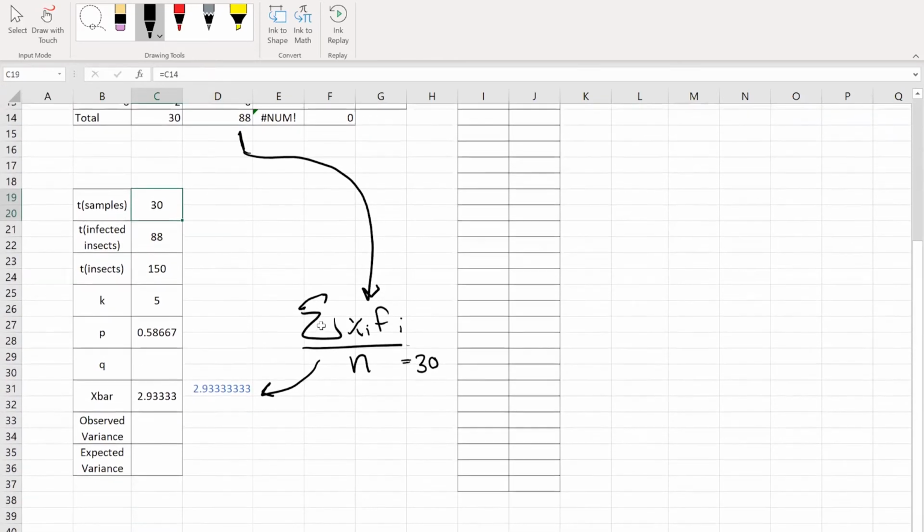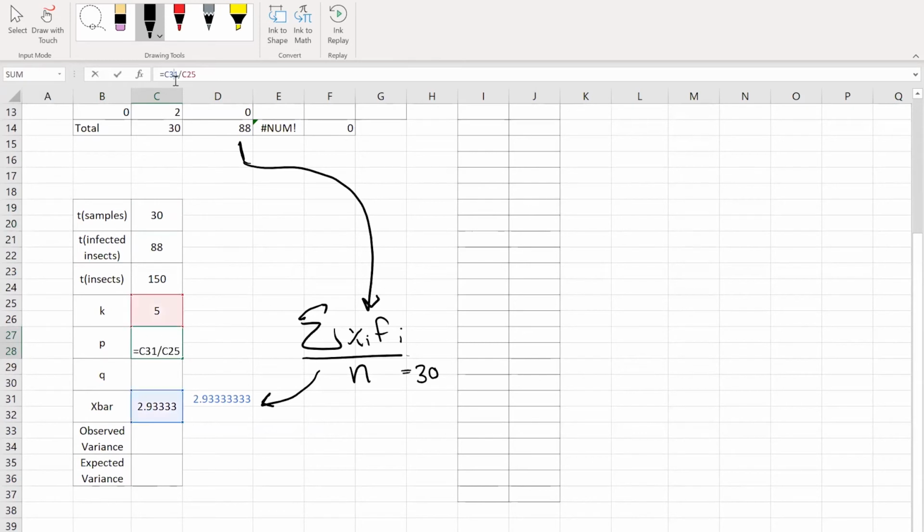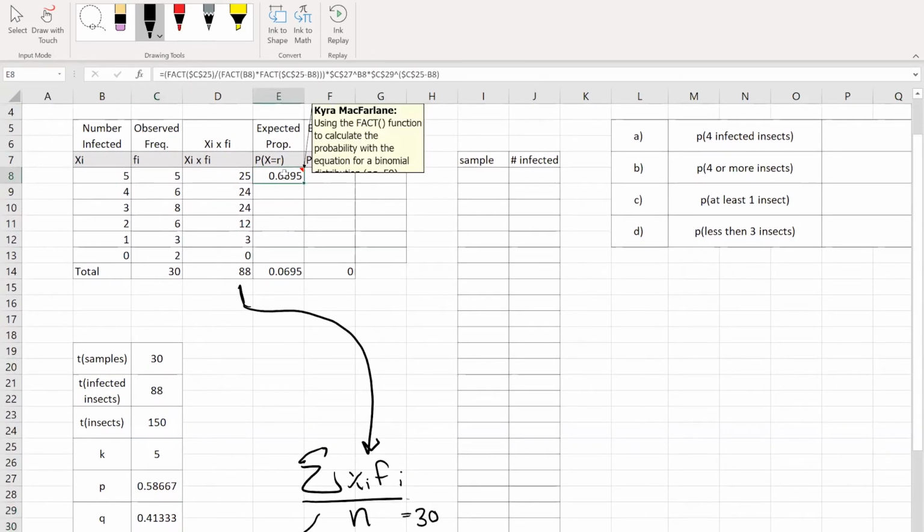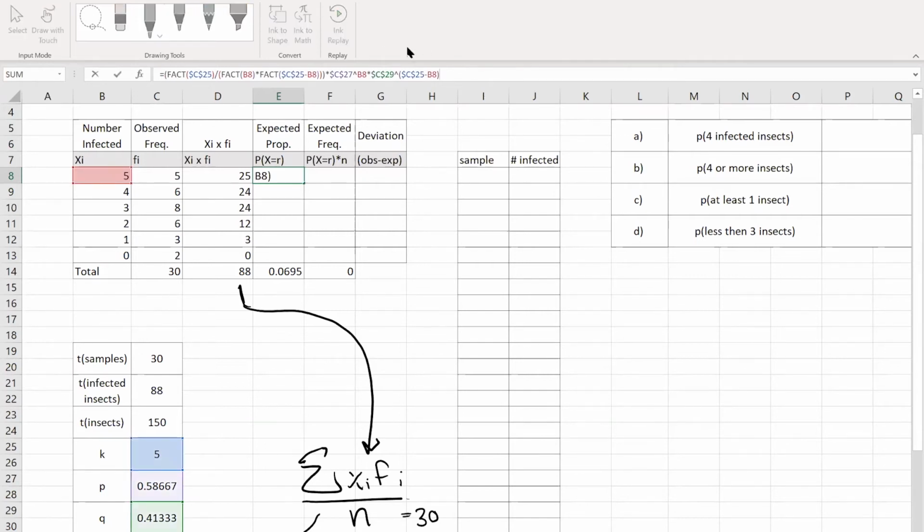Okay, so now we calculated P using X bar divided by K to get our probability of a success occurring, and Q is just equal to 1 minus the probability of a success, so our probability of a failure. Now we can actually calculate probabilities using a binomial distribution. Up here, I've got this awful factorial equation that I don't expect you to ever type or use or memorize how to do. But I just wanted to show you that it could be done and that you should be very thankful for the binomial dot distribution function, because if we didn't have that, you would have to type this for everything.